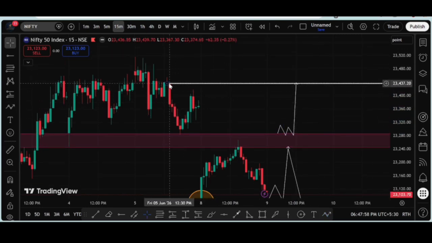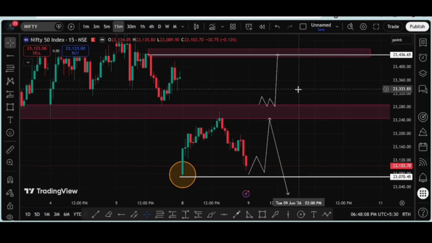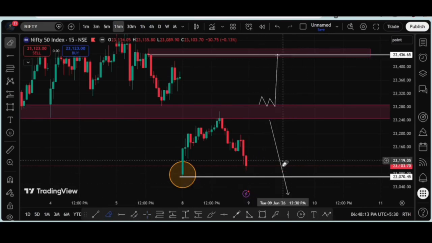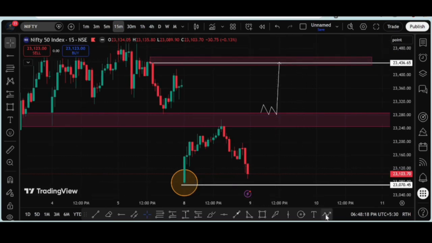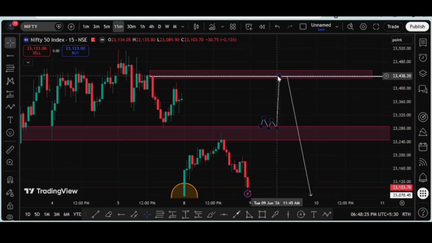23,436. This one. Here is one order block in 15 minutes time frame. This is our order block. If market goes to this level, again we will be seeing selling. Let me remove it. If market touches this level, price will definitely reject from here and we will see selling like this. That's how my view is for buying.